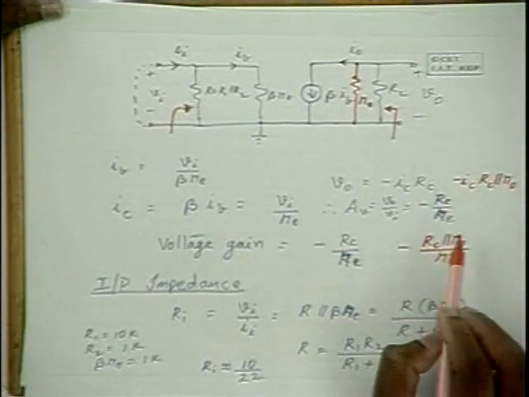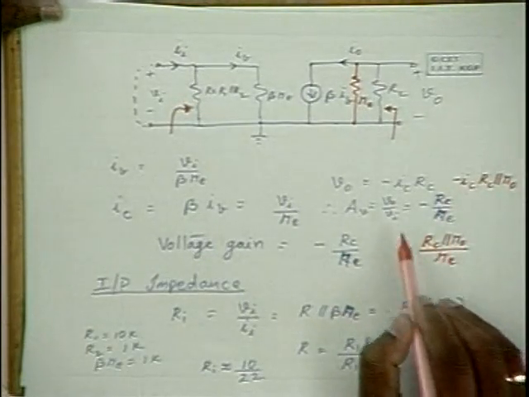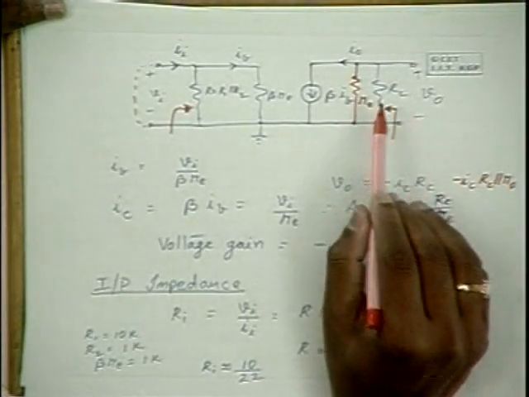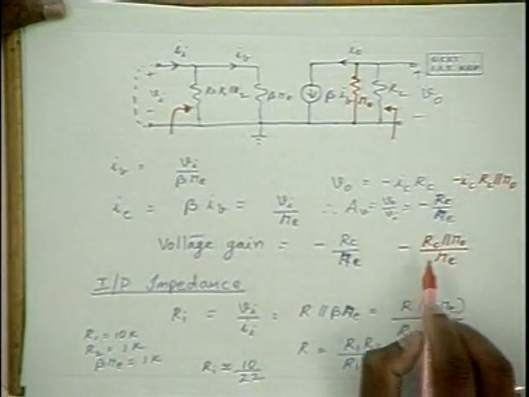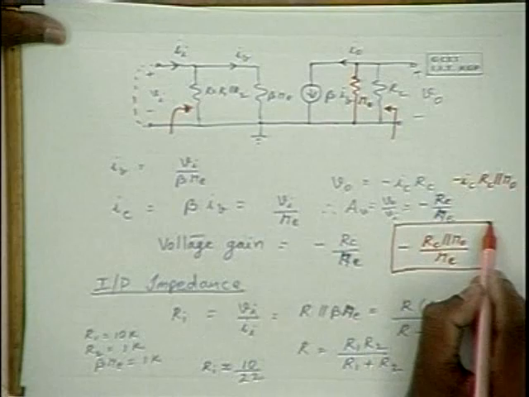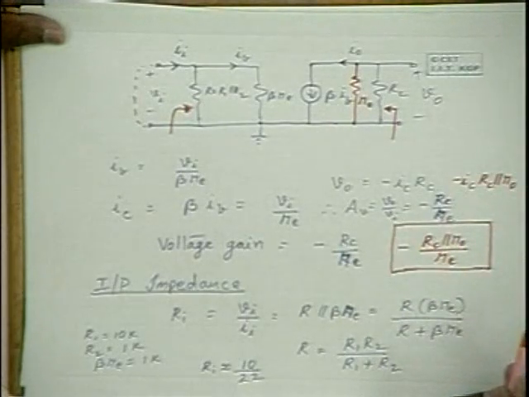And what is it quantitatively? It is the parallel combination of RC and R naught in place of RC alone. Hence, this is the expression for voltage gain in the accurate model.